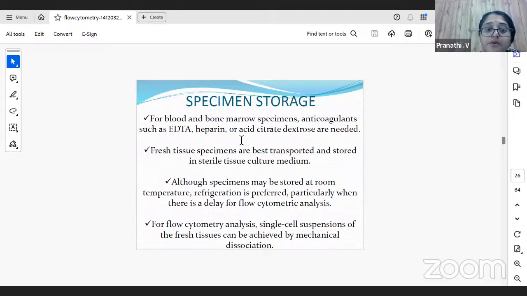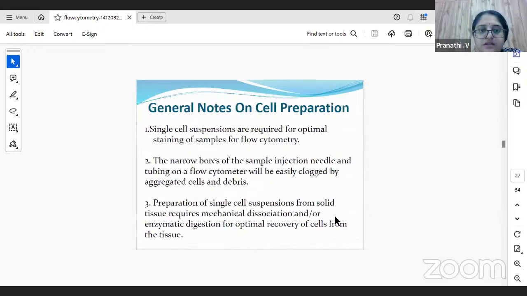Store them appropriately using different kinds of anticoagulants or storage substrates such as EDTA or citric acid dextrose. Fresh specimens should be transported properly, stored in sterile conditions, and then you can use refrigeration in case there is any kind of delay in the cytometric analysis, and then you can use this.